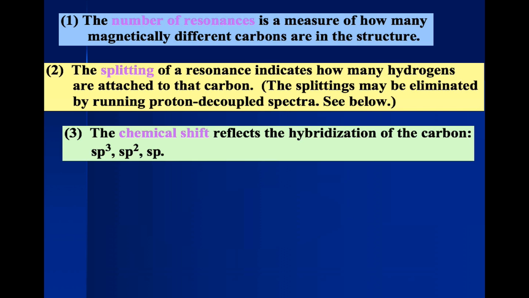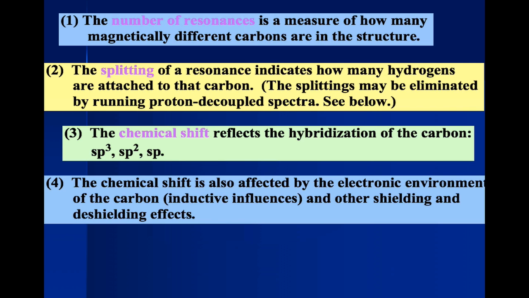The chemical shift reflects the hybridization of the carbon, just like for proton. We get sp, sp3, sp2. Okay? And the chemical shift also tells us something about the electronic environment. In other words, if a carbon is bound to an oxygen, guess what? It appears further downfield. If it's attached to another carbon, it appears further upfield. Okay?